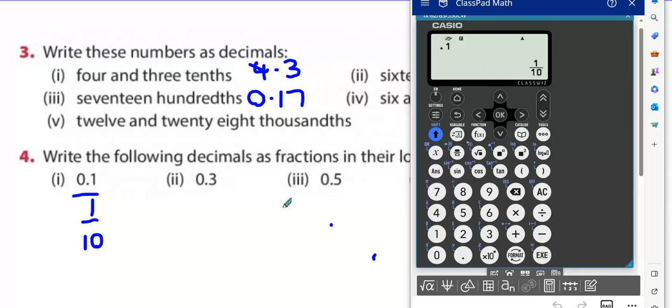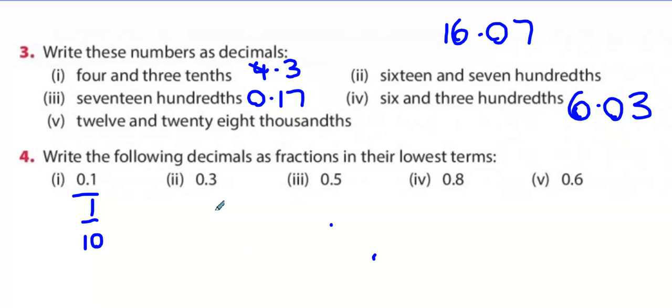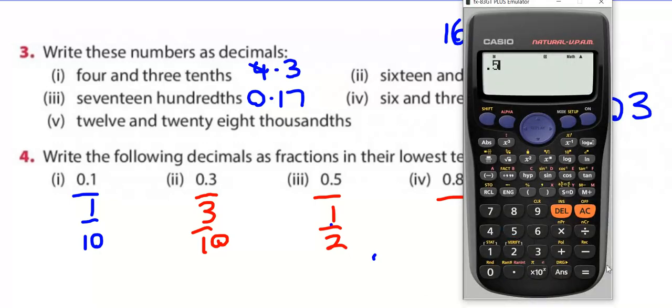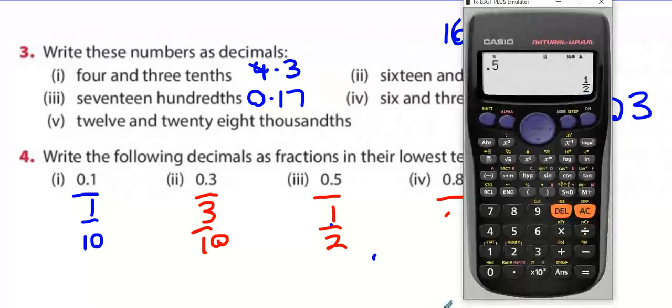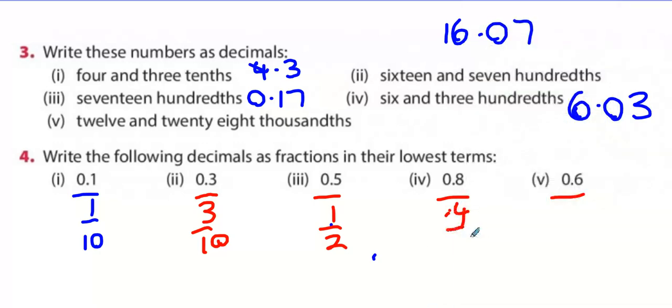Will everybody in the class do the next 3 questions for me now? Do the ones underlined in red. Put this into your calculator and it should give you 3 tenths, 1/2. Enter 0.5 into your calculator. 5 tenths is correct. But what's even more correct is a half. What's 0.8, anybody? 0.8, 4/5. And then the last one's 3/5.